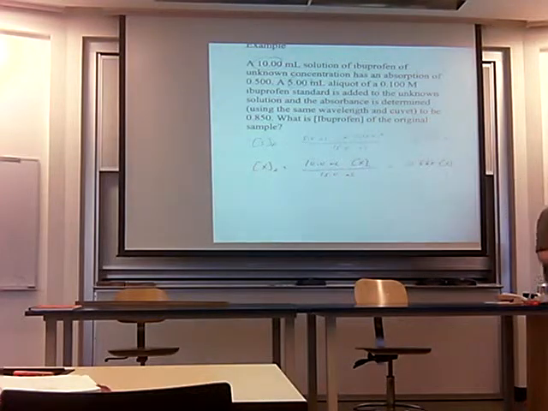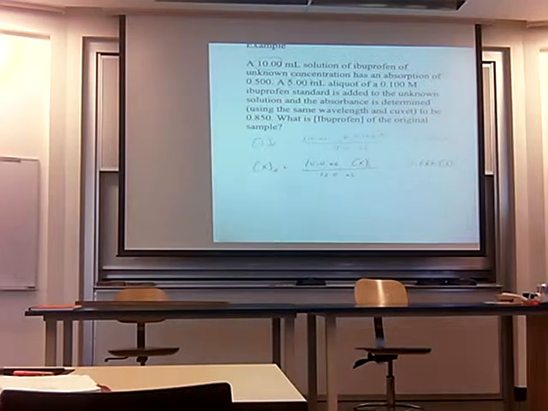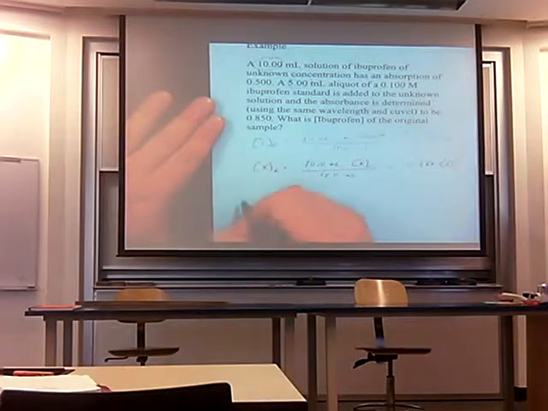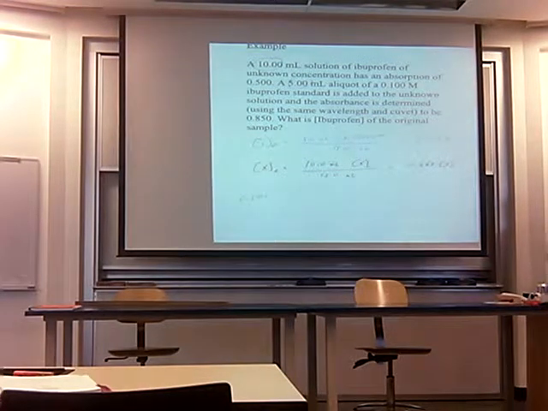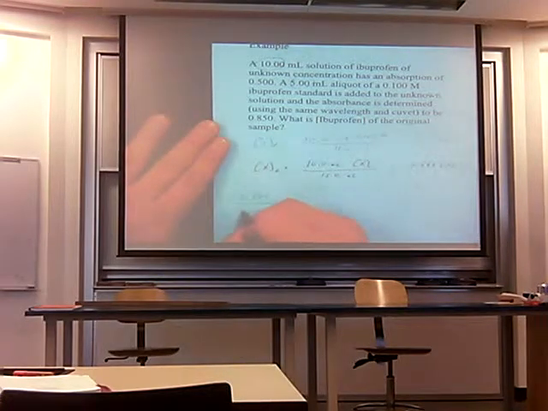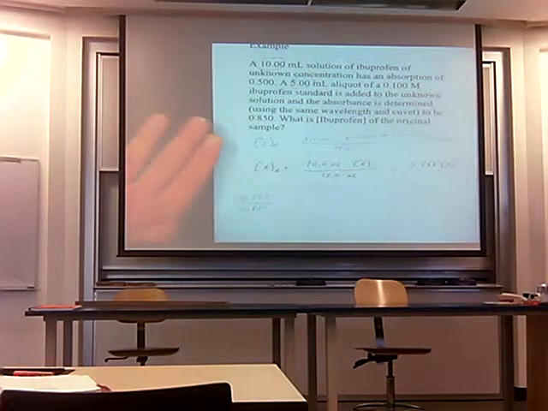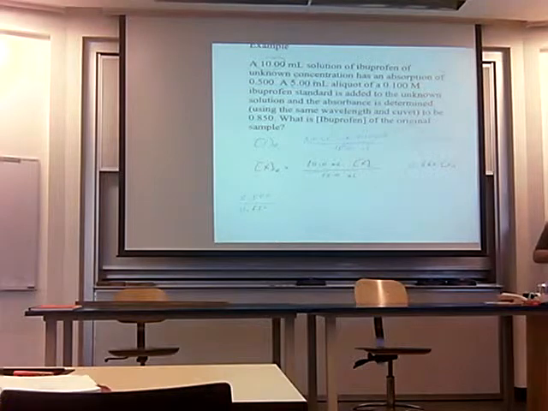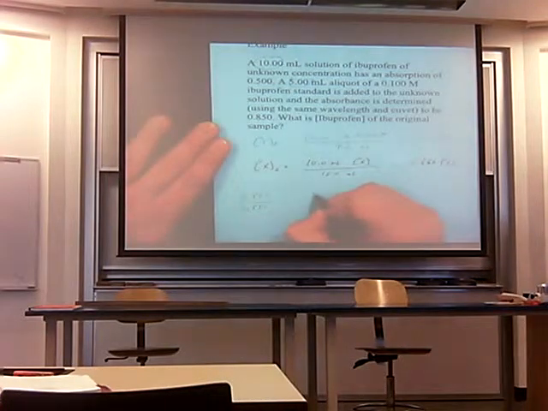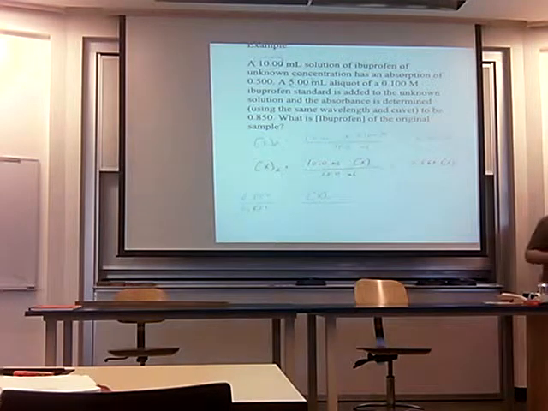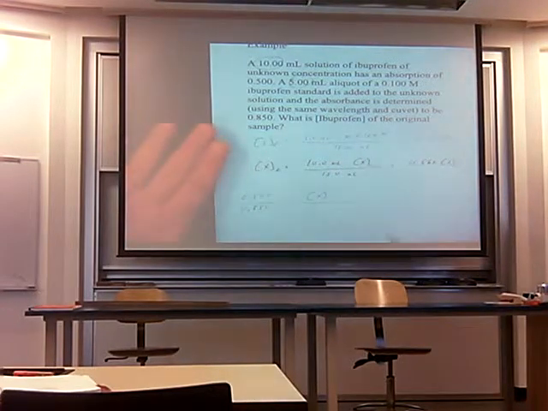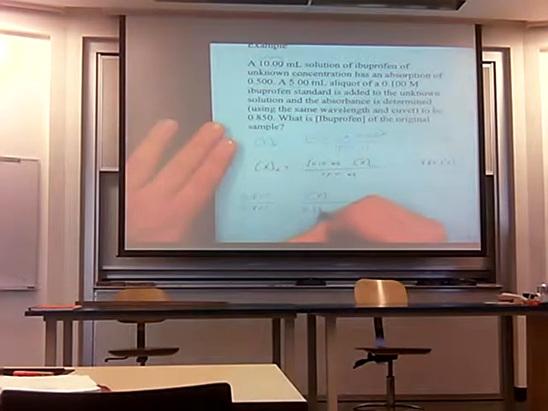But we can now set up our ratio. The absorbance initially over the absorbance once we've added our standard is equal to the concentration initially over the final concentration, which is 0.667 times the initial concentration plus 0.033 molar.